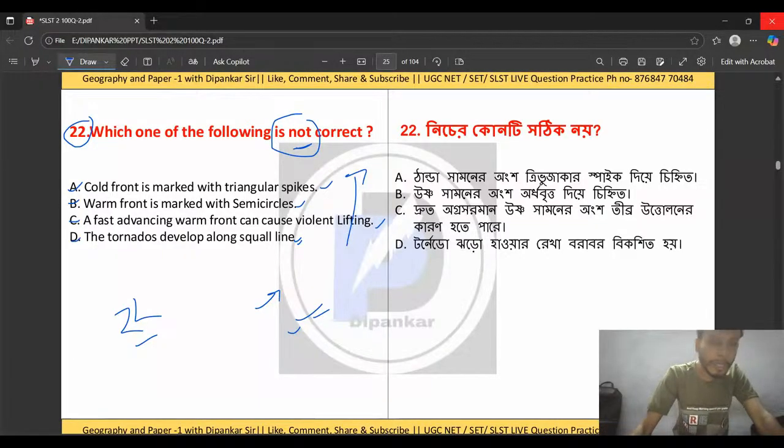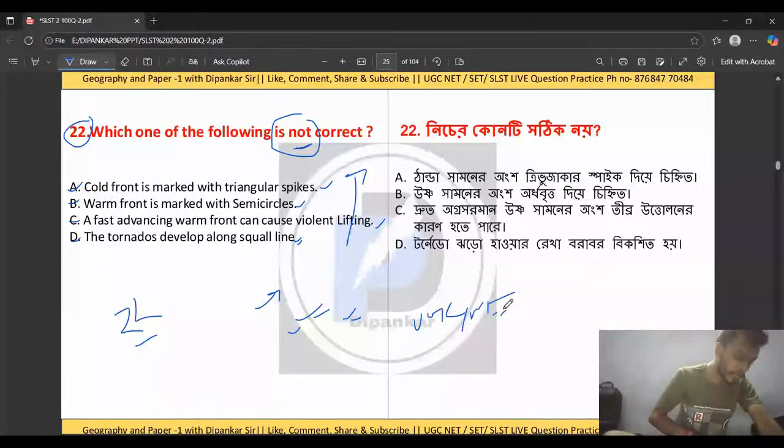Question number 22, specially designed for our next examination, UGC NET JRF 2025 December session. Which one of the following is not correct?